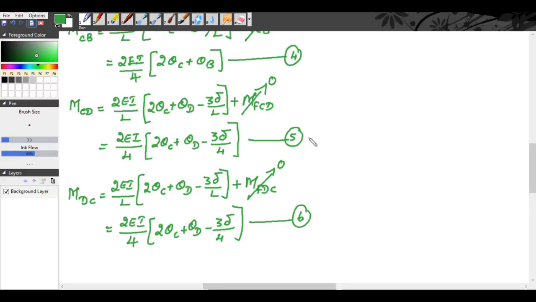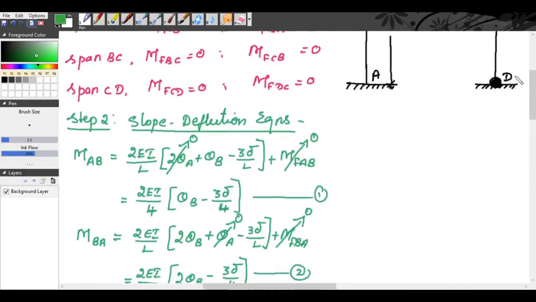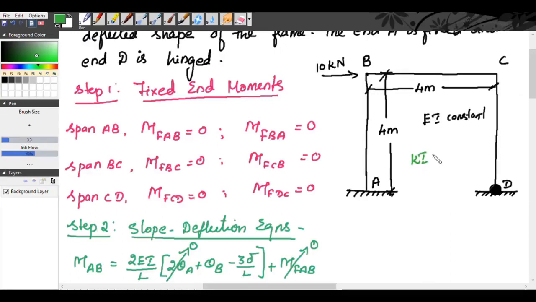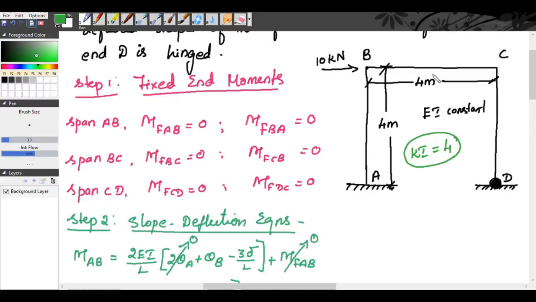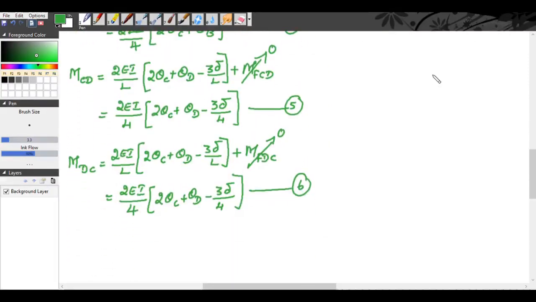So what is the degree of indeterminacy, degree of kinematic indeterminacy here? Theta B, theta C, theta D and delta. So our degree of kinematic indeterminacy here is equal to 4. Theta B, theta C, theta D and delta, that is displacement at B and C, these both are same. So kinematic indeterminacy is 4.